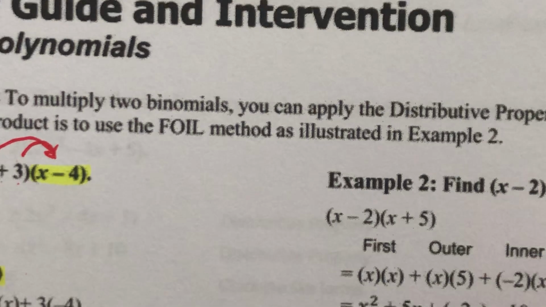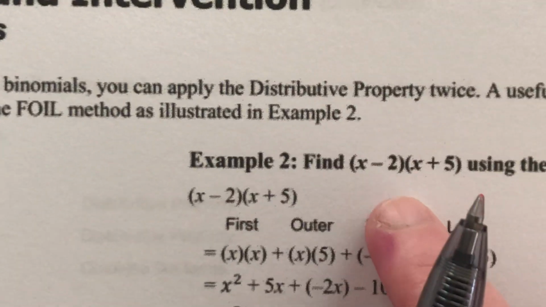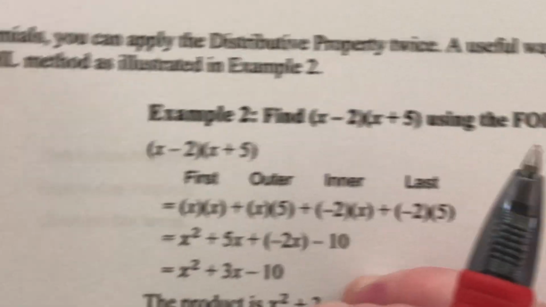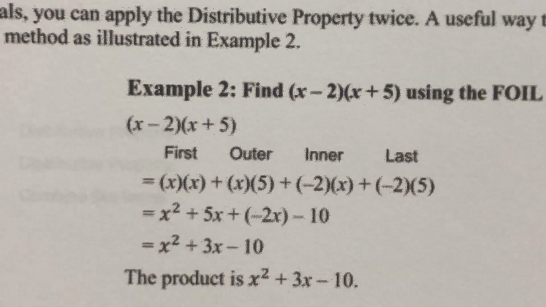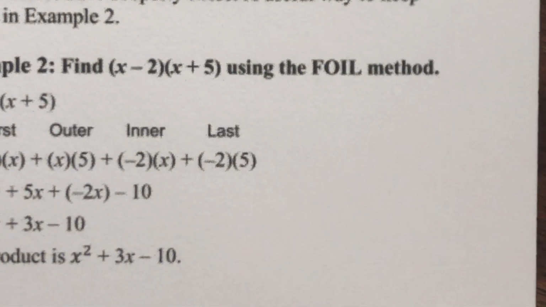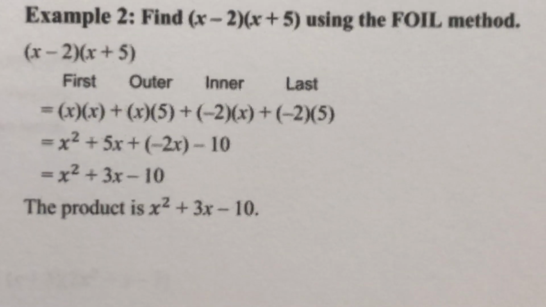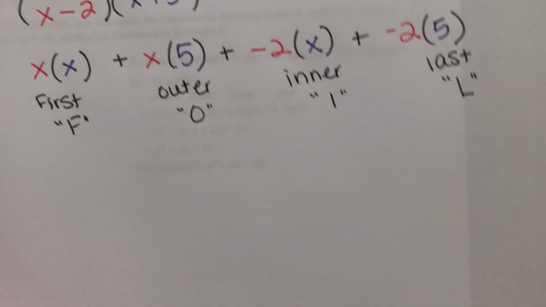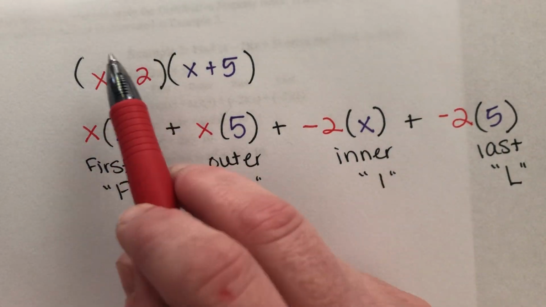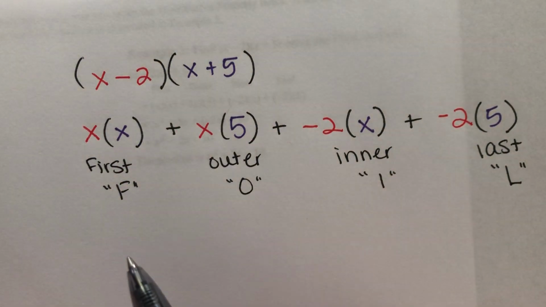The other way is the FOIL method. So they actually used a different set of binomials here. And the FOIL method, which I hope that you've heard of, is first, outer, inner, last. It's an acronym, right? First, outer, inner, last. And I'm going to show you what that looks like. Let's see if we can back up a little bit. All right. So when using this example we have our first binomial and our second binomial, okay?